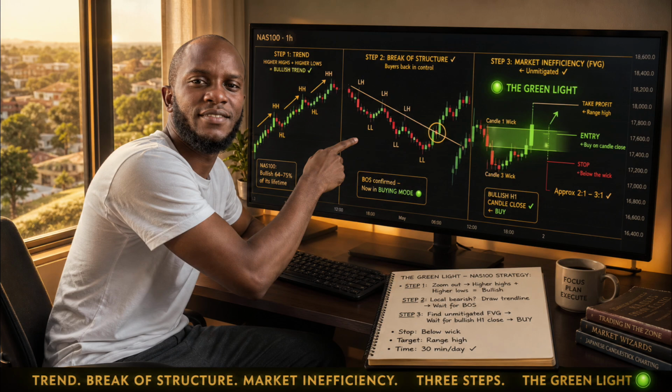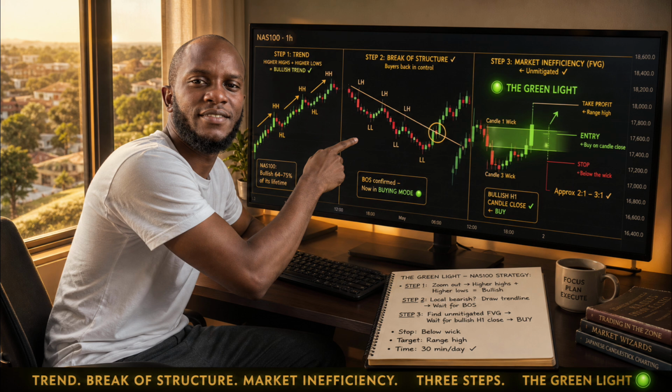You've never traded before, that's fine. One chart, one time frame, 3 steps. NAS100, 1 hour, zoom out. The trend is your friend until the bend at the end. Here's your green light.